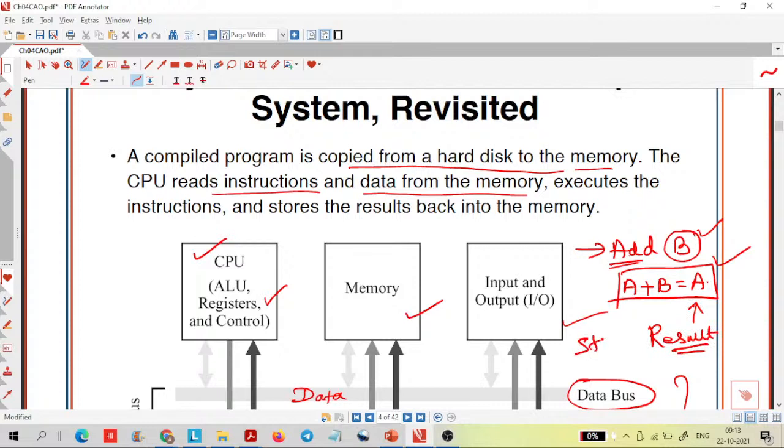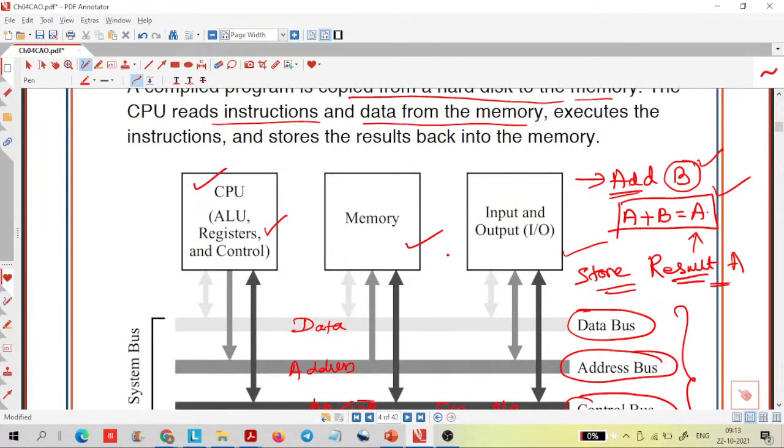Okay, store the result in A register. Like so, to perform this operation, the addition operation, the CPU uses the ALU, the arithmetic logic unit, which in our case does addition. It uses the registers and control signals. So the CPU reads the instruction, performs the operation, and generates the output.